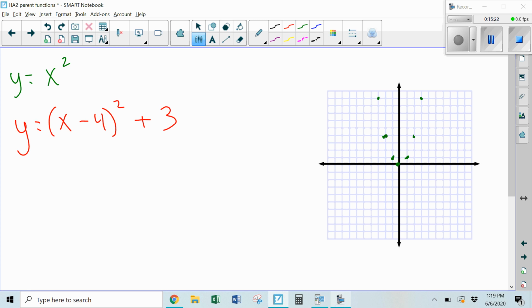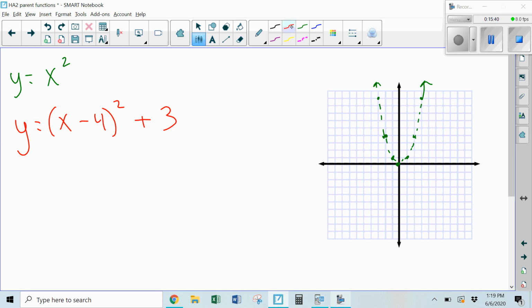Now you can connect this if you want. Just know we're going to do more on the graph and we want it to be nice and neat. That's why I'm using different colors, but maybe you just want to make a dotted line for the parent function. Now here's what you're going to do.